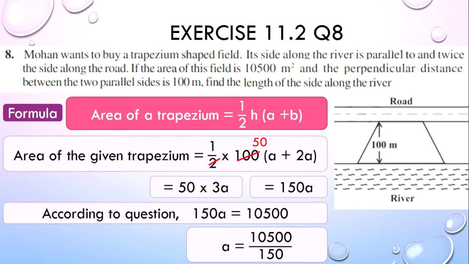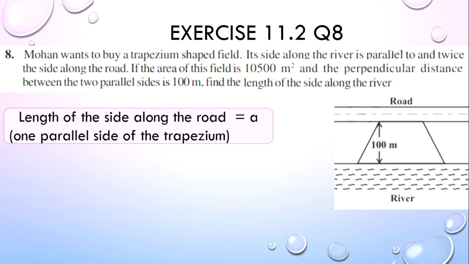Now cancel the zeros first. Then you can take 15 as the highest common factor. So directly you will get the answer as 70. So A is equal to 70. That means the length of the side along the road, that is A, is equal to 70 meters.